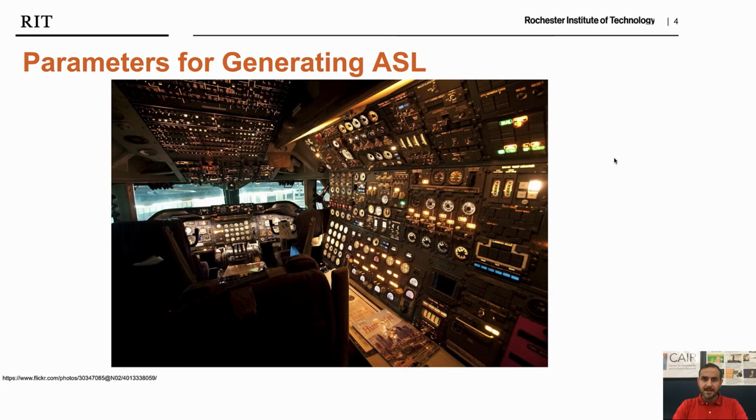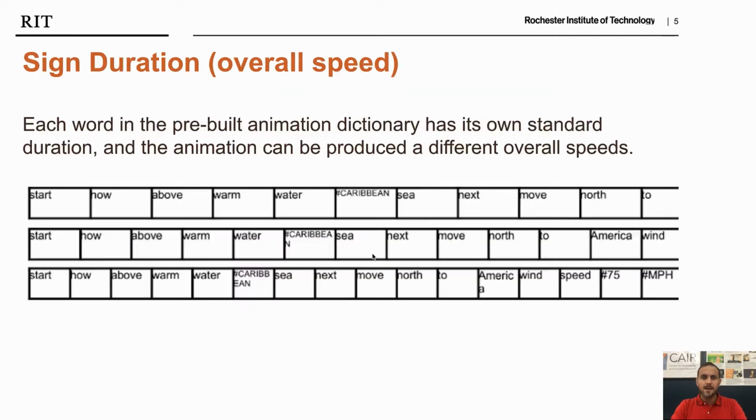Creating realistic ASL animations is challenging and requires selecting various details of avatar performance. We conceptualize speed and timing in ASL as 5 key parameters, which I will discuss in the upcoming slides. First, let's start with the sign duration.